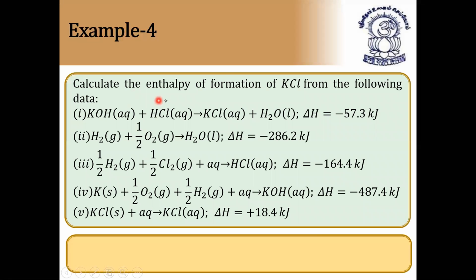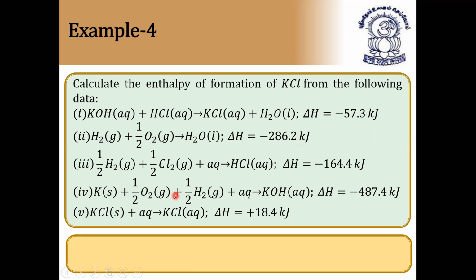Example 4. Calculate the enthalpy of formation of potassium chloride from the following data. They have given the heat of formation of potassium chloride, that is 57.3. Now they are asking us to form potassium chloride from the following data. First step, hydrogen plus oxygen gives water, with delta H minus 286.2, and hydrogen plus chlorine gives HCl, that is minus 164.4. So the heat of formation of HCl is minus 164.4, and the heat of formation of water, because we have water and HCl in the reaction.